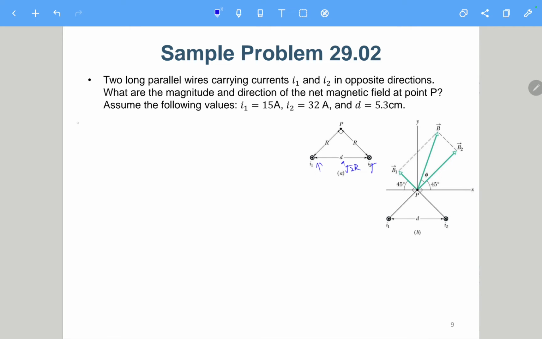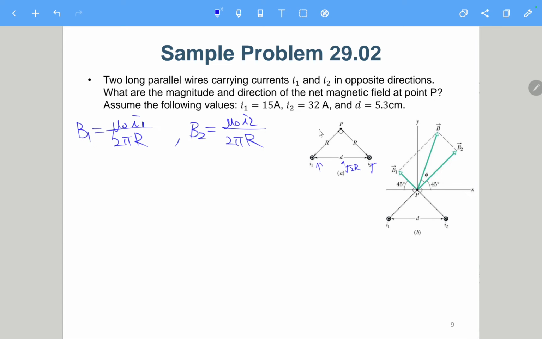Let's consider B1. B1 will be mu 0 I over 2 pi r. Because it is a long straight wire, we just simply use this equation, but here we have I1. So this is B1. And similarly, B2 is mu 0 I2 over 2 pi r. So this is B1 and B2.